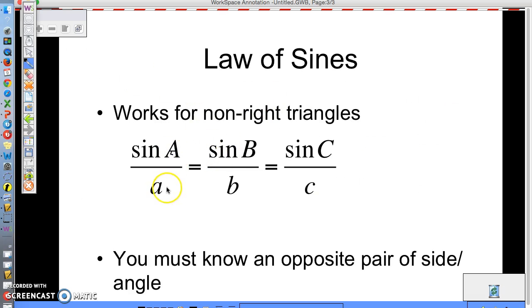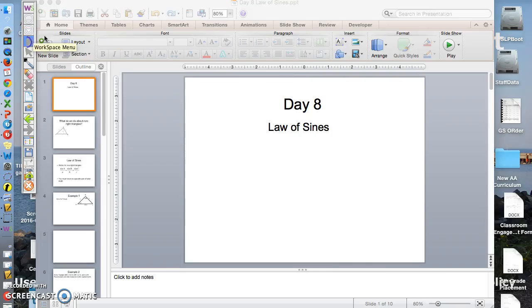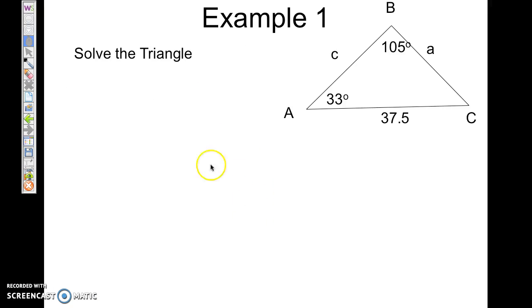The sine of A over little a, equals the sine of B over little b, equals the sine of C over little c. And you have to know an opposite pair, a side and angle, to use this. So you have to know capital A and little a, or angle B and side b, or angle C and side c. So we're going to take a look at a couple of these.